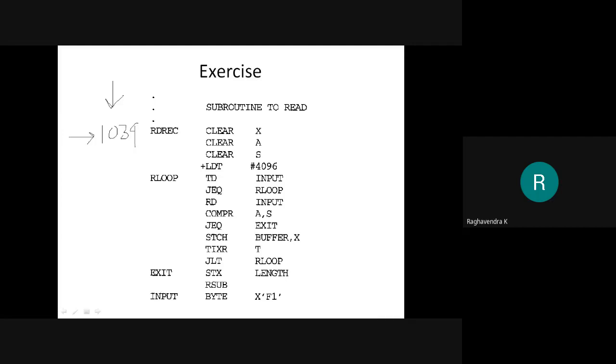What is the address for the next instruction? Rakesh, are you there? Yes, sir. What is the address for the second instruction? Clear here. The first instruction address I have given is 1039. What is the address for the second instruction? The address that will be assigned for the second instruction. Both class? Yes, sir. Okay. So what is going to be the address assigned for the next instruction?